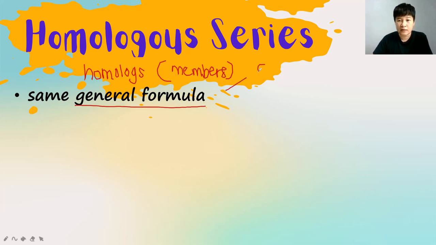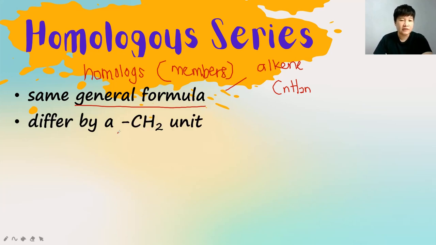For example, if I'm talking about alkene today, the alkene general formula, everybody knows, is CnH2n. So everybody in the alkene must hold the CnH2n general formula. It will differ by a CH2 unit. Simple example, if I have ethene, then it will be CH2=CH2. If I have propene, then it will be CH2=CH-CH3. And you can see over here, guys, that ethene is C2H4. Can you see the CnH2n?